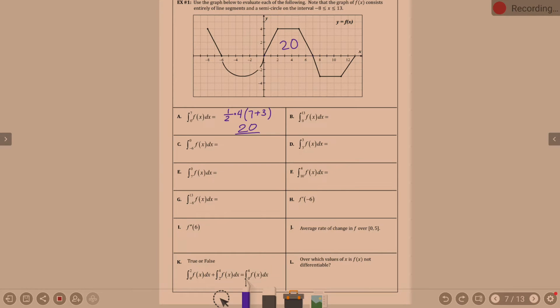I'm trying to think, do I have to break that up later? No, I do kind of have to break that up later, but that's all right. 20 is that whole trapezoid. We'll have to find a different part of that later. Okay, B, now what?